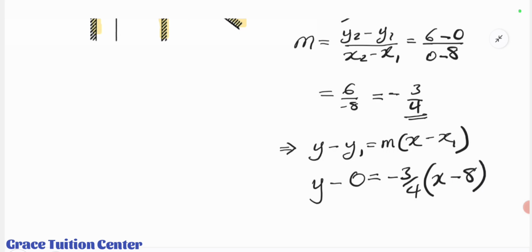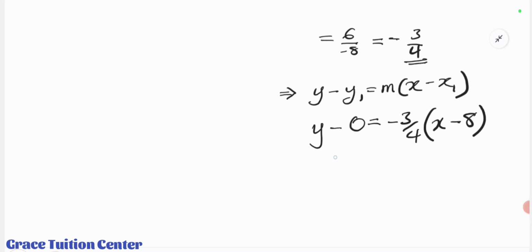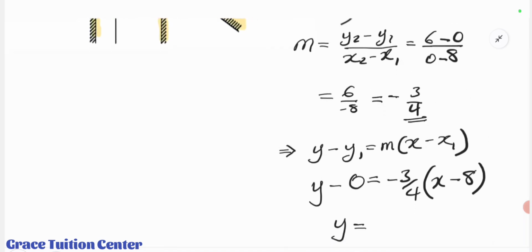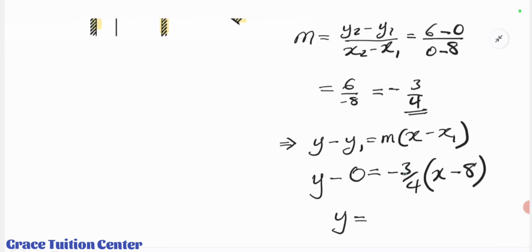Let's go ahead and then simplify this. Y minus 0 is just y, is equal to, let's distribute this. What is negative 3 over 4 times x? We get negative 3 over 4 x. You see that? Negative 3 over 4 times negative 8. So we get negative times negative is positive. 3 times 8 is 24 over 4 there.